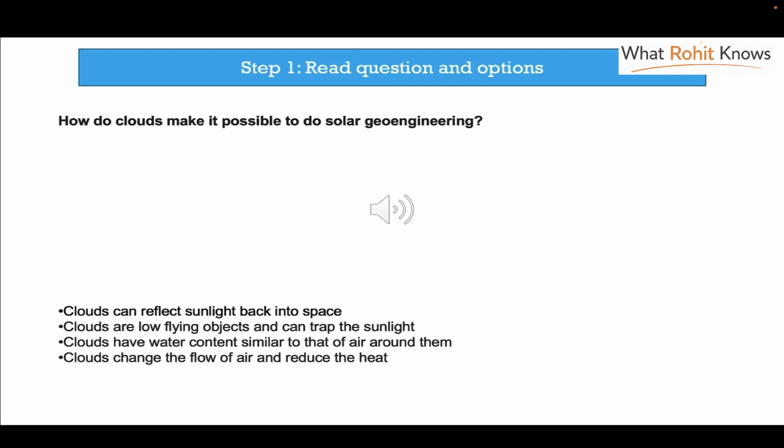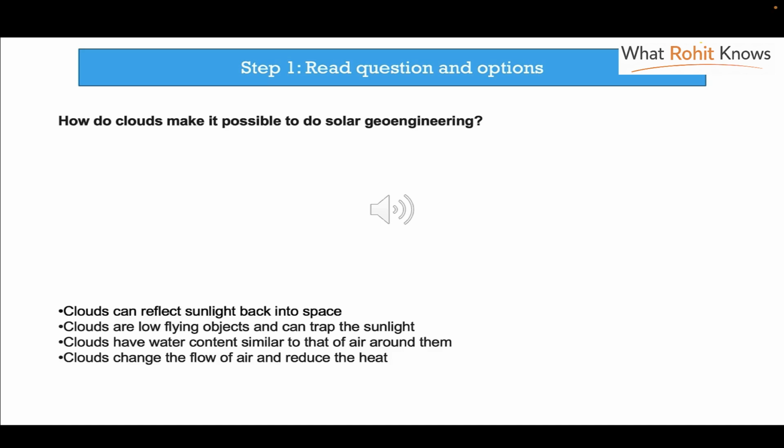Now, the questions. We read the questions and options before the audio starts. So I can immediately tell this is something about clouds. And the question asks me, how do clouds make it possible to do solar geoengineering? So solar geoengineering is another key thing I note from the question. When I listen, I'll listen to anything that the speaker says about solar geoengineering, and I'll try to understand how the clouds make it possible to do this.